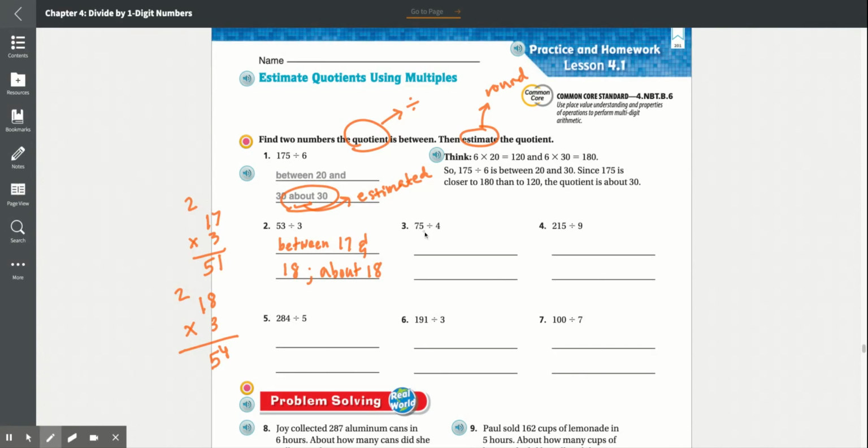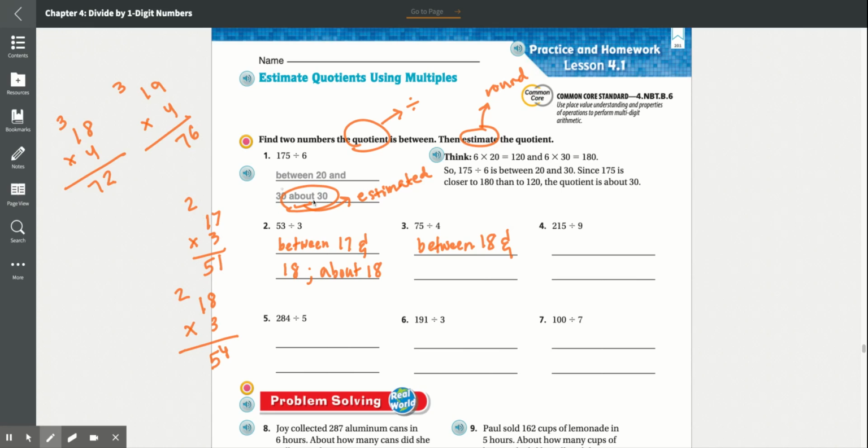Number 3, 75 divided by 4. So we can get 18 times 4. 4 times 8 is 32. Carry the 3. 4 times 1 is 4, plus 3 is 7. That's 72. So we can say between 18 and, so let's look for the one up. So let's do 19 times 4. 9 times 4 is 36. Carry the 3. 4 times 1 is 4, plus 3 is 7, so 76.